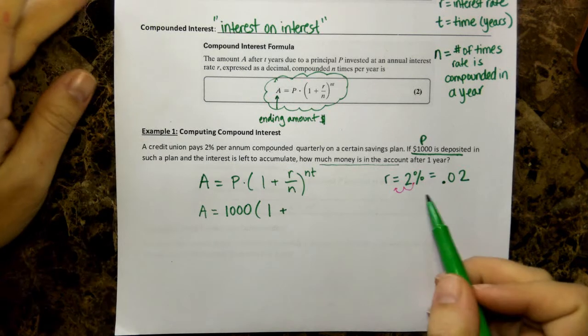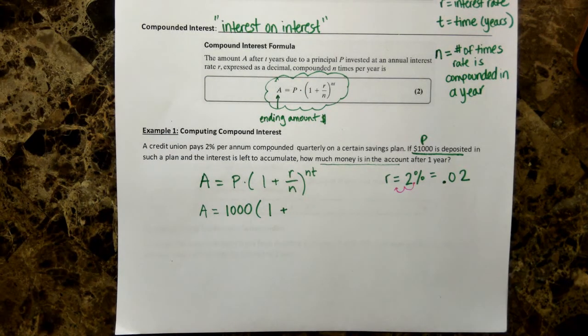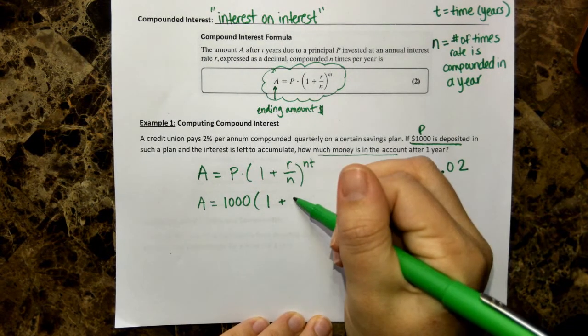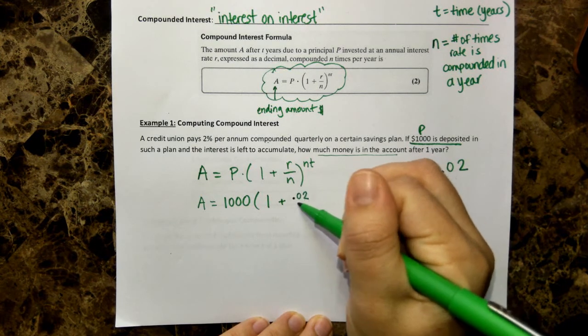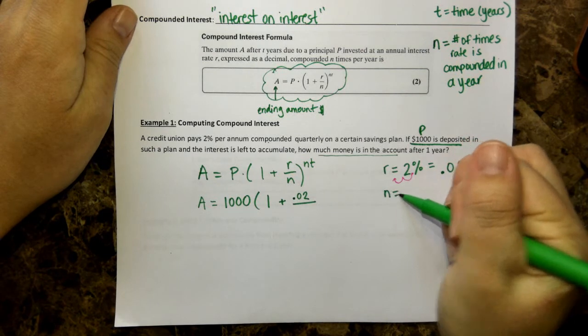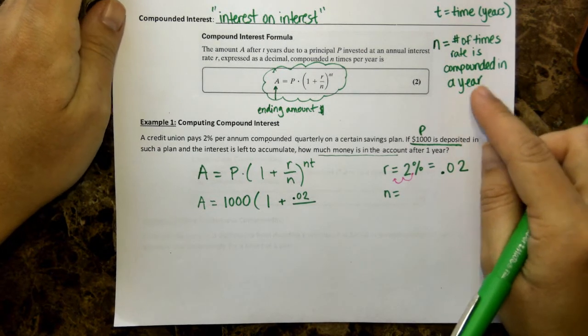That is very important, because if you plug in the number 2 for R, you will get a completely different number and it will be inaccurate. So going back to our formula, my R value is 0.02 divided by N. Now, N is the number of times that they're going to compound the interest in a year.